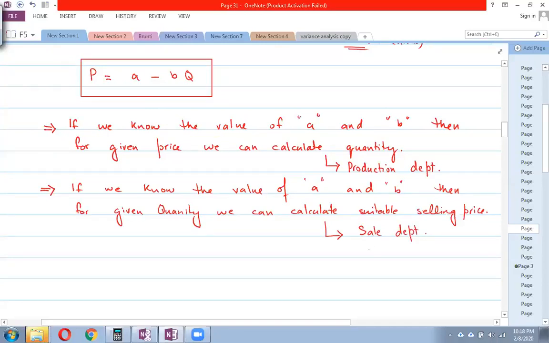which means that if the sales department manager, who also knows the value of A and B, is given the quantity by the production department manager, then he can choose a suitable selling price. So of course, if the quantity is too high, then he has to reduce the selling price. If you want to sell more quantity, he has to reduce the selling price, right? You getting my point, right? Is this point clear, everyone?